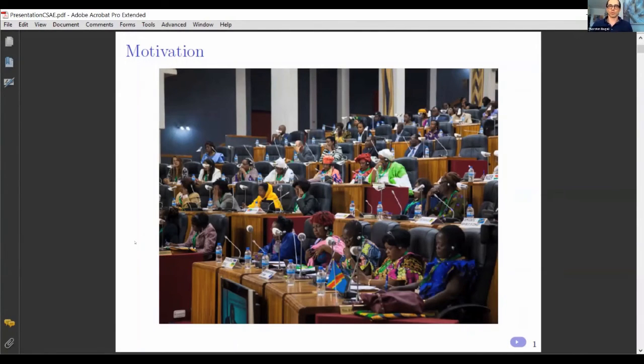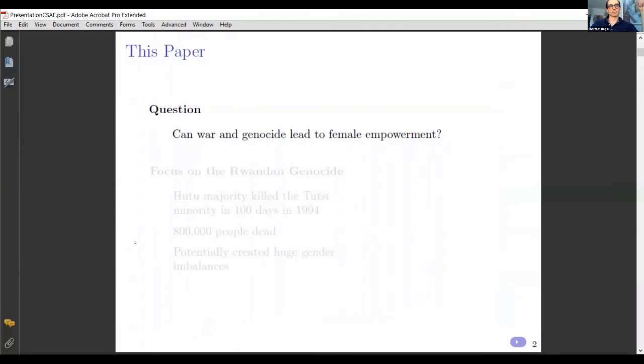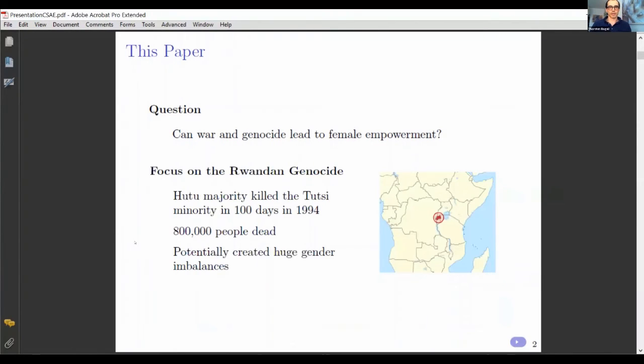That is a world record. If you look at the World Bank Economic Forum that calculates these indexes on gender equality, Rwanda ranks about 5th, just behind the Scandinavian countries, right? I mean, you can't beat Iceland, maybe in soccer, but not when it comes to gender equality. So in this paper, we're going to ask, can war and genocide lead to female empowerment? And we're going to focus on the Rwanda genocide.